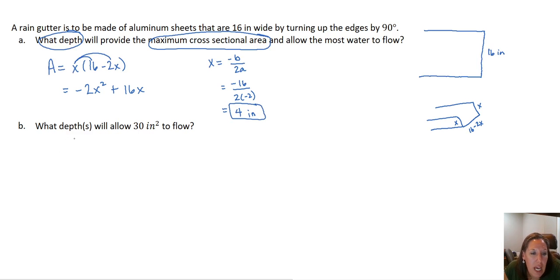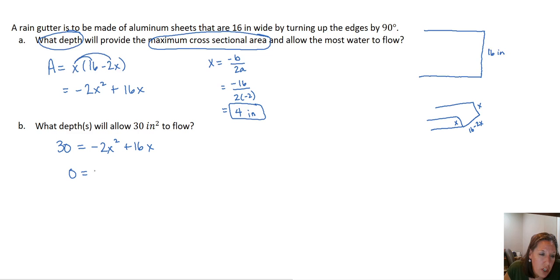Now part B, what depths will allow 30 square inches to flow? Well, if we want that area to be 30 square inches, we're going to plug in 30 for A, and we can use either one. I'm going to go ahead and use the expanded one. Negative 2x squared plus 16x, and now we just need to solve for x. So it's a quadratic equation. We can use any of the methods that we learned solving quadratic equations. If it'll factor, we can factor it. If not, we can always use the quadratic formula or complete the square.